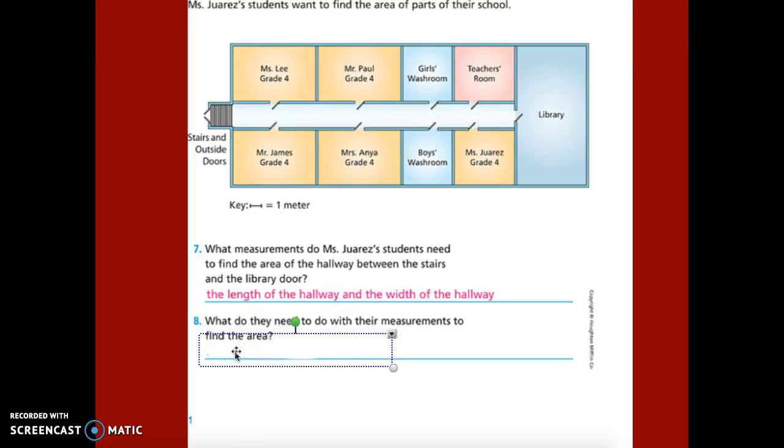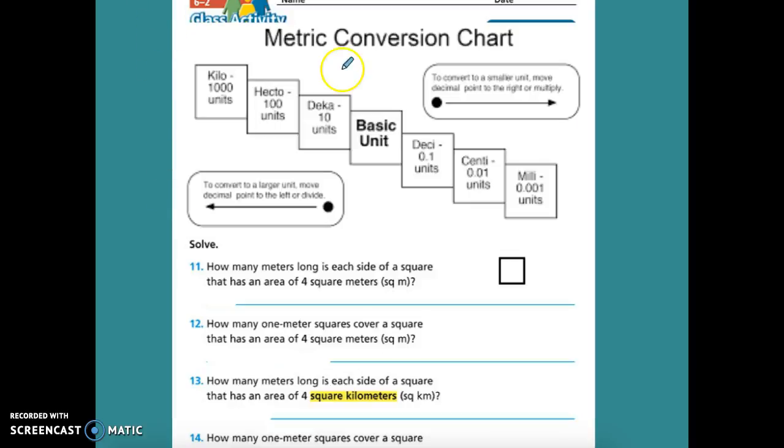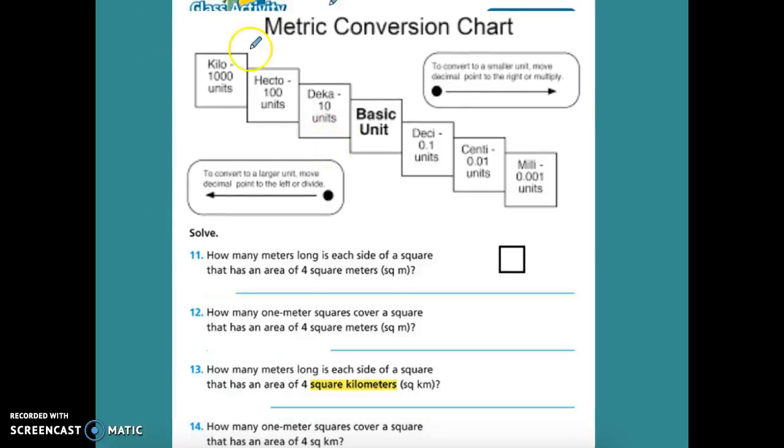And if you said multiply them, you'd be right on, because we'd want to do the length times the width, and then we'd be able to figure out the area of this hallway. Great job. All right, so now we're going to come back to our conversion chart we used yesterday. But remember, we're talking about square units today.